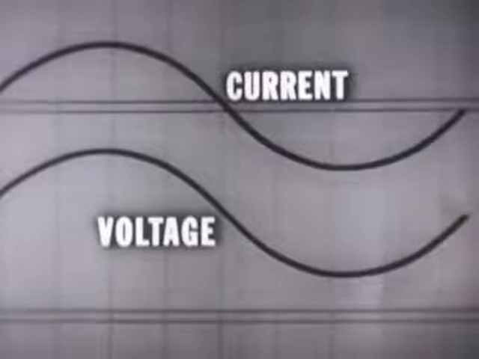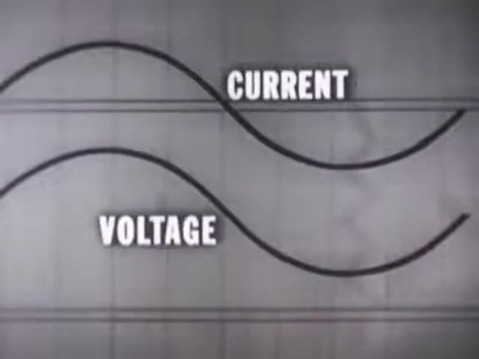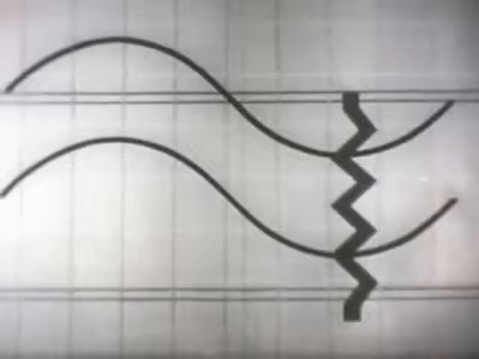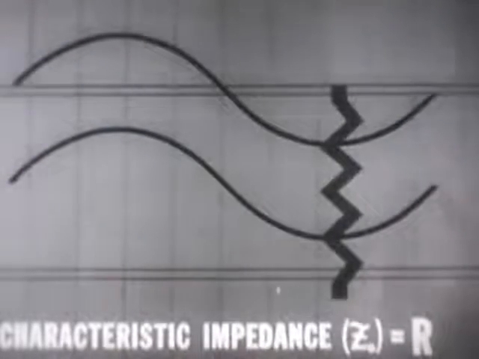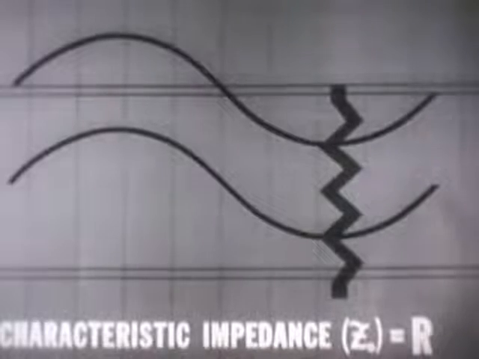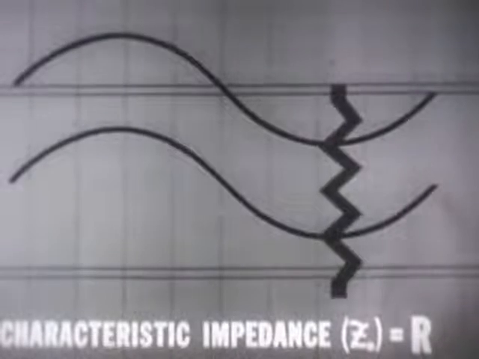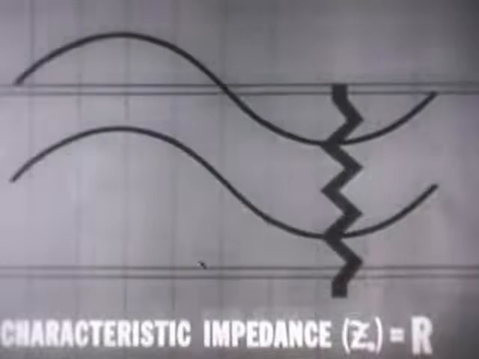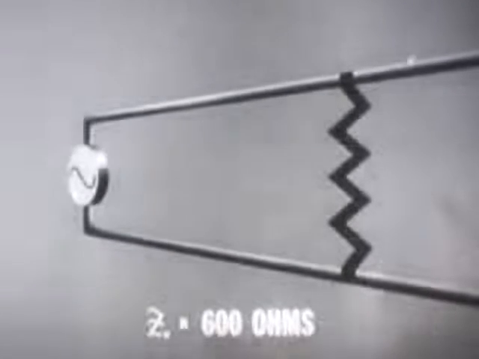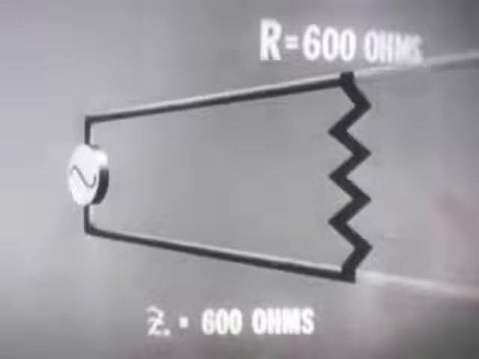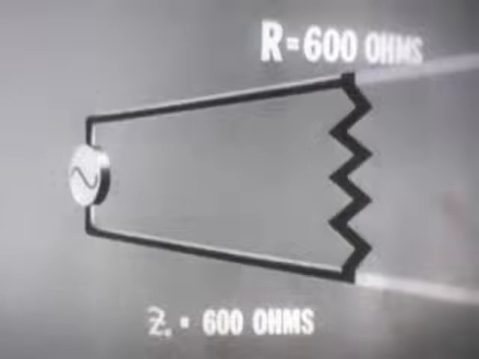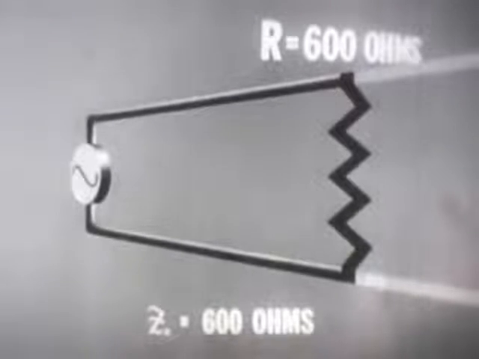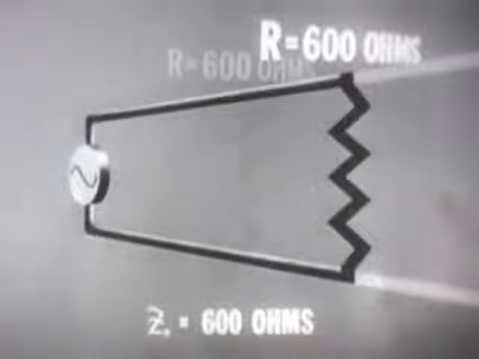Now, since current and voltage are in phase, our transmission line is acting as a resistance. This resistance is called the characteristic impedance of the transmission line. To the generator, characteristic impedance appears the same as any resistor of equal value placed between the generator terminals. If the characteristic impedance of our infinite line is 600 ohms, we could terminate the line with the 600 ohm resistor. We have changed our infinite line into a practical line, yet the resistance and current remain the same.